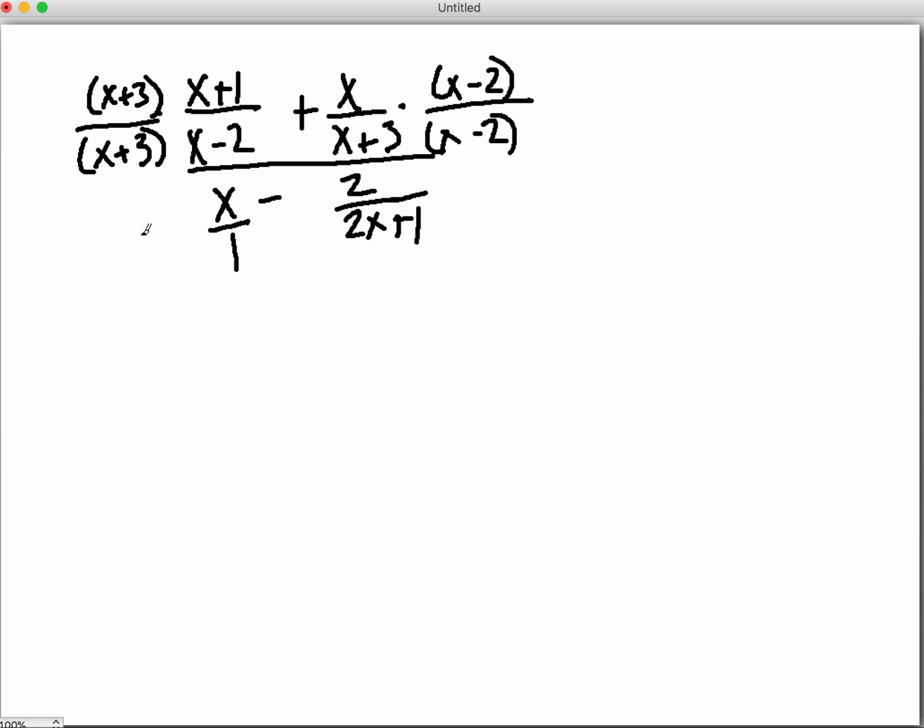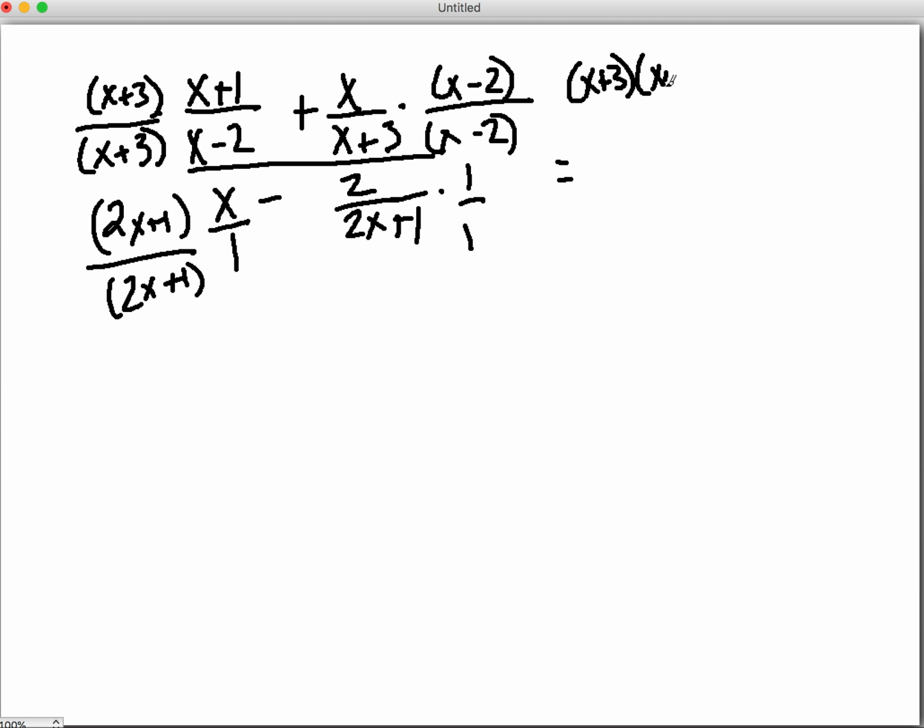This is x over 1. So I'm going to multiply by 2x plus 1 over 2x plus 1. And I'm multiplying this by 1 over 1. So this looks really, really messy. But we don't want to FOIL anything out. We don't want to do anything other than get that common denominator. So now I have x plus 3 times x plus 1 over x plus 3, x minus 2. And now I have that common denominator.